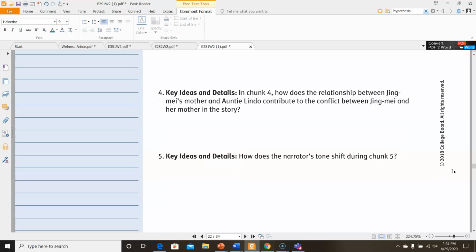Number 4 says, in chunk 4, how does the relationship between Jing Mei's mother and Auntie Lindo contribute to the conflict between Jing Mei and her mother in the story? So think about how Jing Mei's mother and Auntie Lindo interact with one another, and consider how that might affect how Jing Mei and her mother interact with each other. And then explain it there.